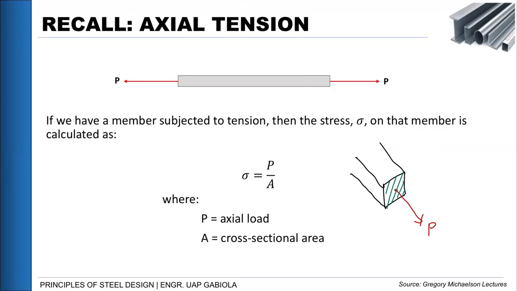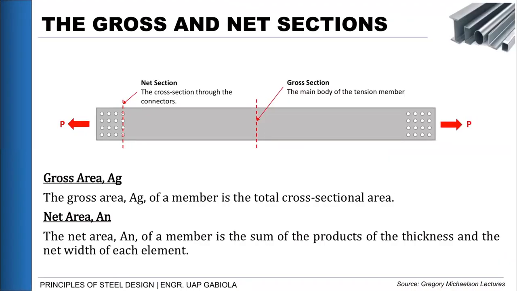So it should be perpendicular for us to consider it in our stress. Because the normal stress that we are referring to here is the type of stress we will use. That is why our loading should be perpendicular to the plane of our area. Okay? So that is what we should remember. Now, let us consider a tension member for us to distinguish what we call gross and net section.